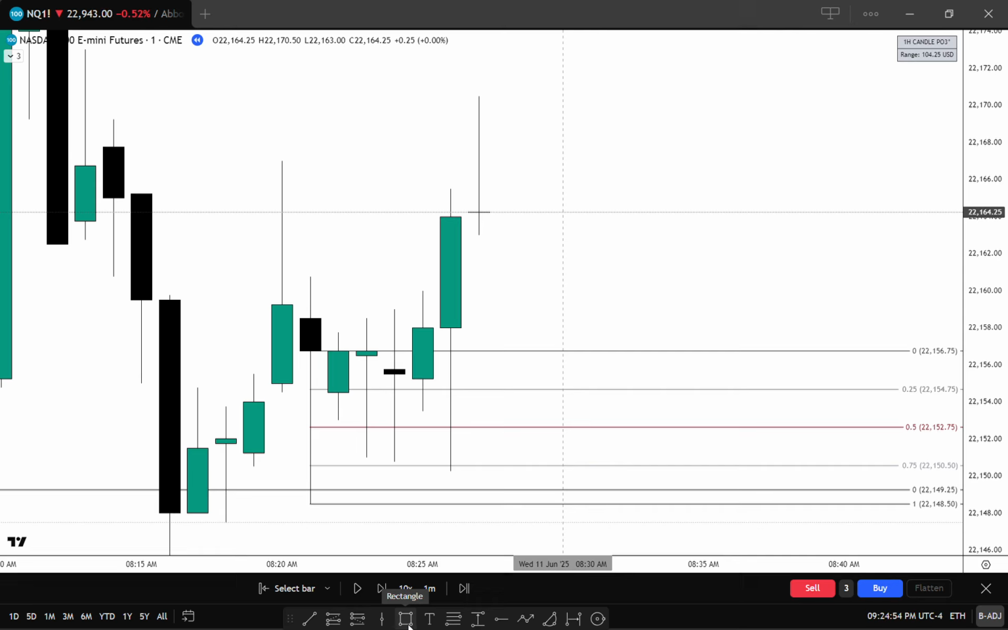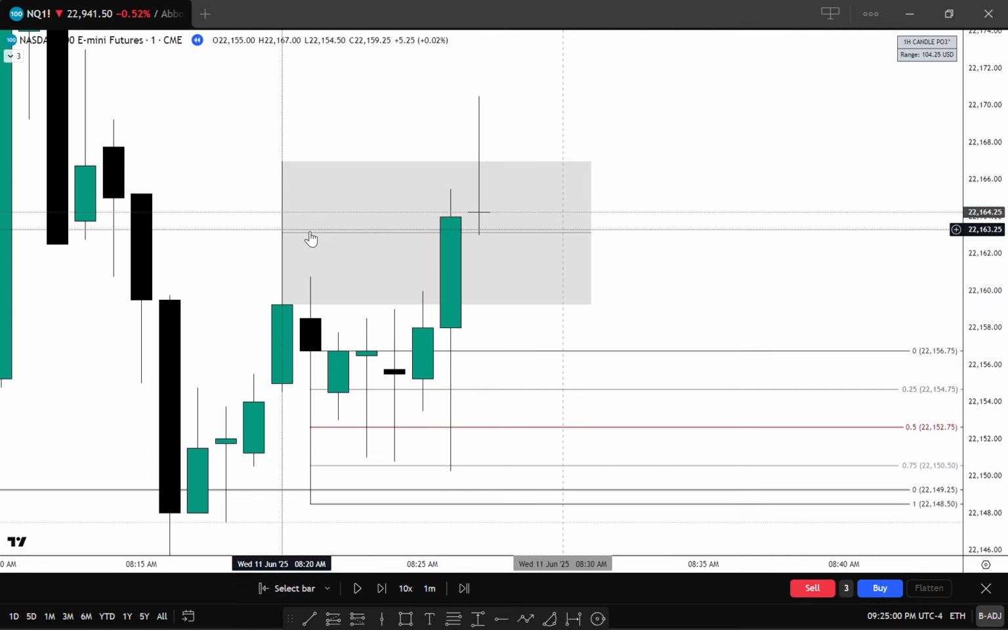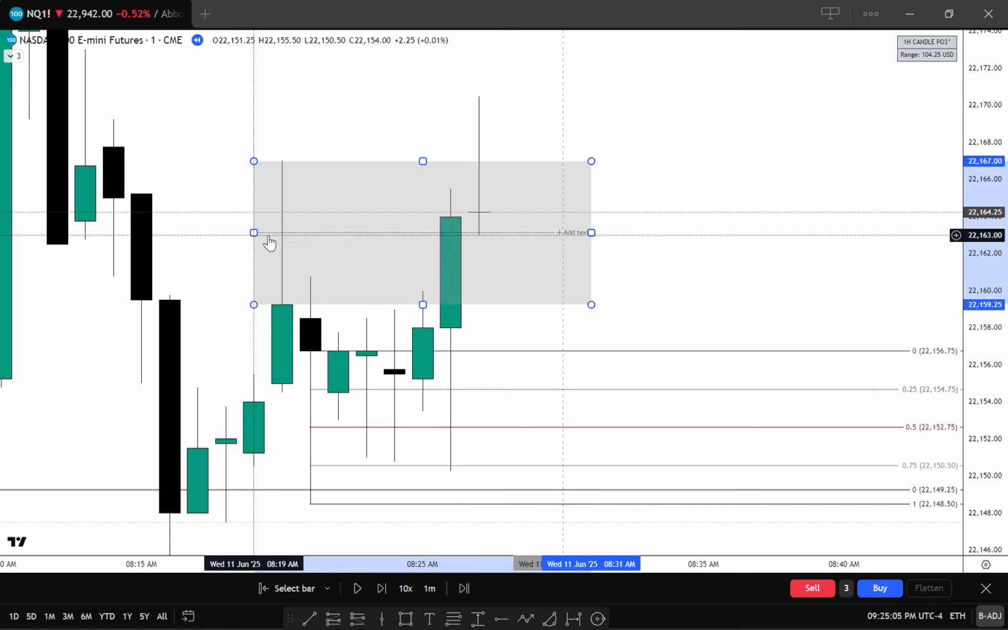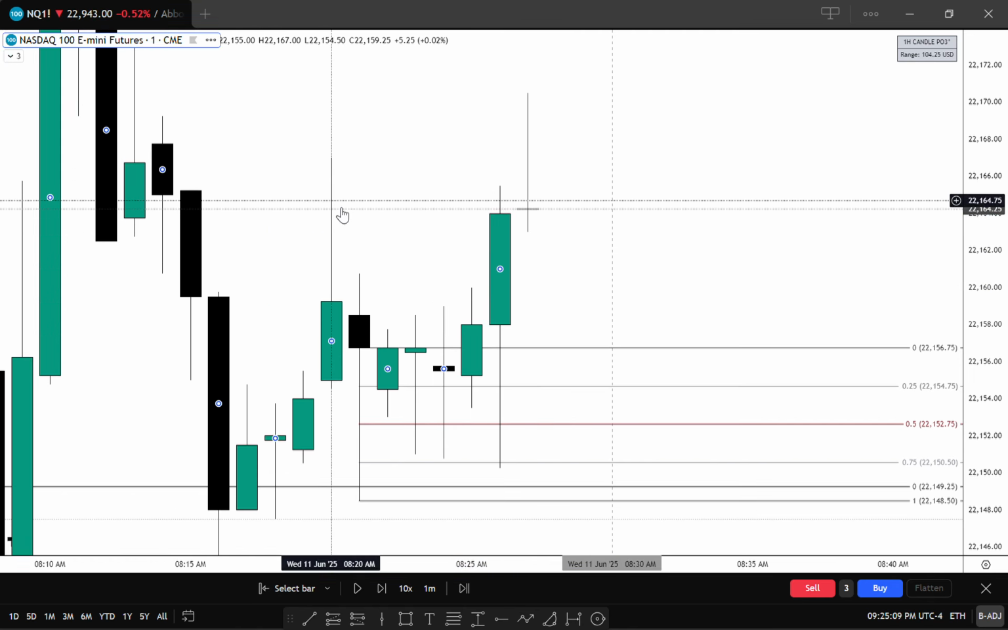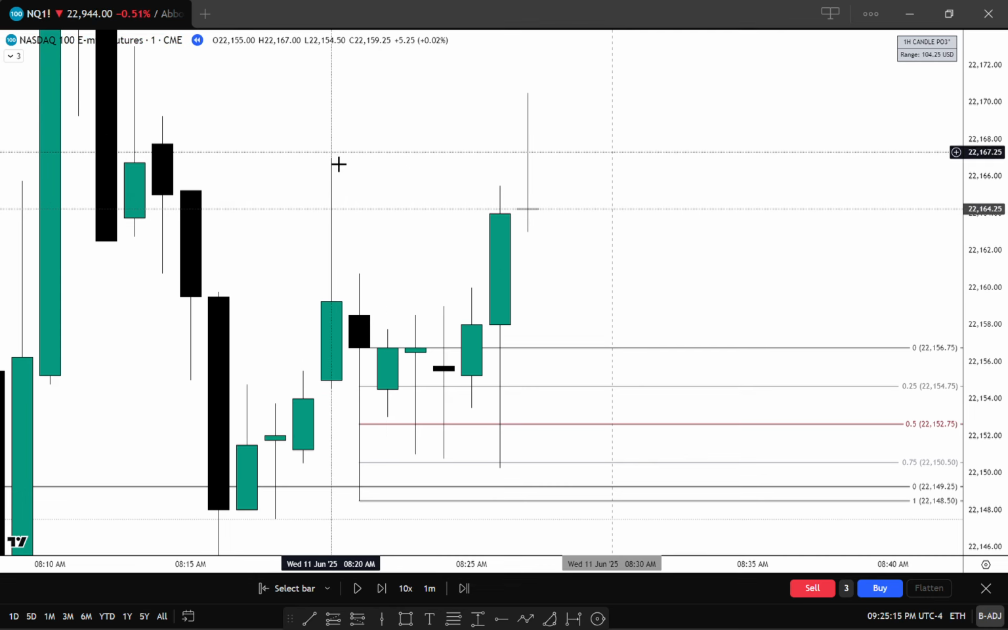Now, what happens when we disrespect the wick CE? That's kind of like disrespecting a fair value gap, which is like creating an inversion fair value gap, isn't it? So if you take a look at this long wick, we close over it. What is this now? It's like an inversion fair value gap, okay?